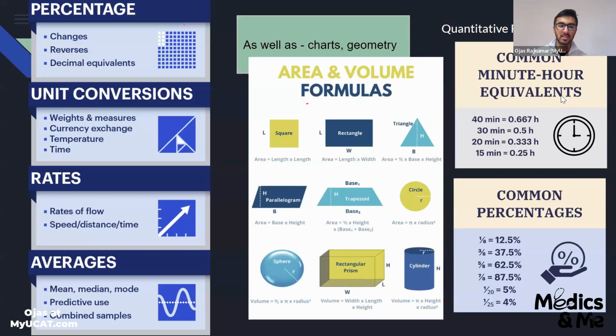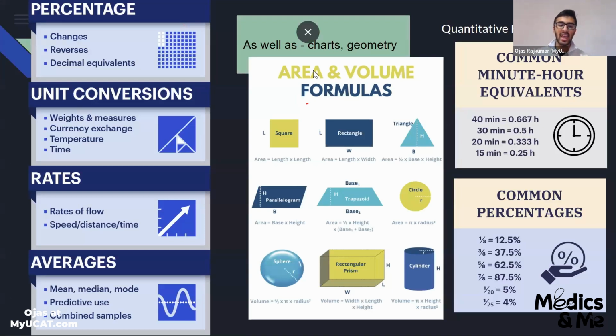And before we get started with that, just a quick reminder as to what the areas are that can be examined in UCAT quantitative reasoning. So we've got percentages, unit conversions, rates and averages, area and volume, and then speed, distance, time. So these are the main areas that are going to come up for your quantitative reasoning.